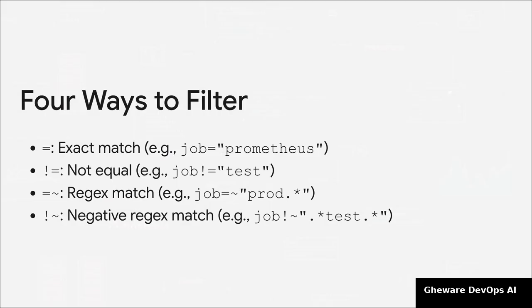Now, labels, this is where the real power of Prometheus is. This is the secret sauce. They let you slice and dice your data with incredible precision. You can do an exact match, a not equal match, or even bust out regular expressions for some seriously powerful pattern matching to include or exclude whatever you want. This is how you zero in on exactly what you need.